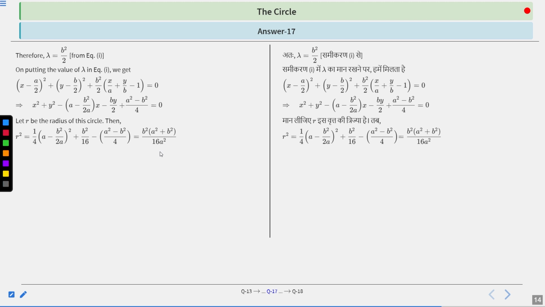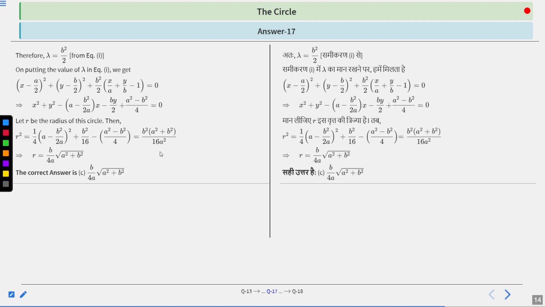which after solving you will get b square into (a square plus b square) upon 16 a square, right? So after simplifying this, you will get r is equal to b by 4a root over a square plus b square. Therefore, the correct answer is C. The value of r will be b upon 4a into root over a square plus b square, right? Got it? So let's move to the next question.